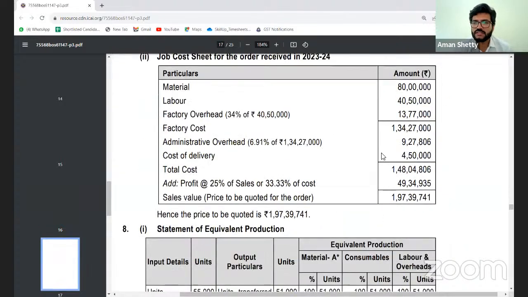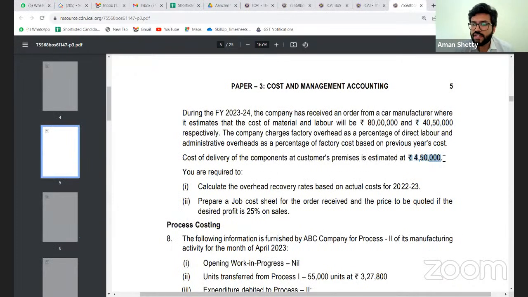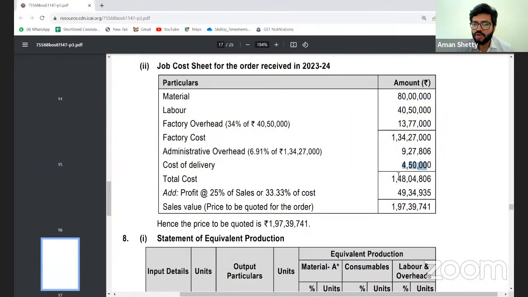So now look at this. For 23, 24, you can see this answer. 80 lakh material and 40 lakh 50,000 labor are given in the question. Factory overhead is 34% of the labor, 13 lakh 77. Factory cost is 1.34 crores. 6.91% of that is administrative overhead. You add that. Additional cost given in the question: cost of delivery is 4 lakh 50,000. That 4 lakh 50,000 we add here to get total cost.